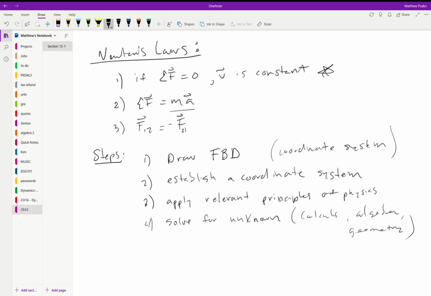Alright, that pretty much wraps up 12.1. Go ahead and read through it. There's always benefit to hearing or reading another person's words versus just the teacher's.